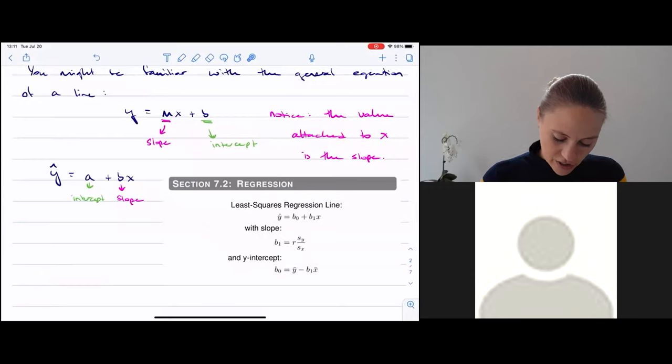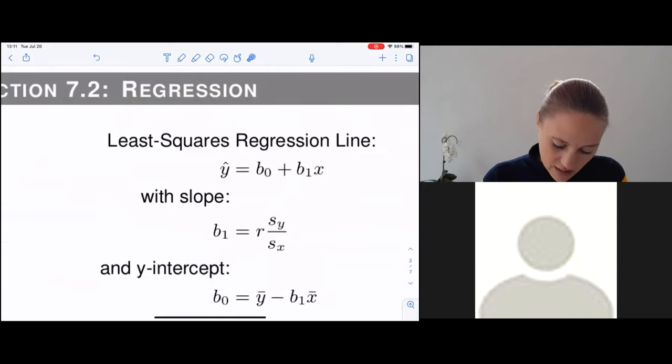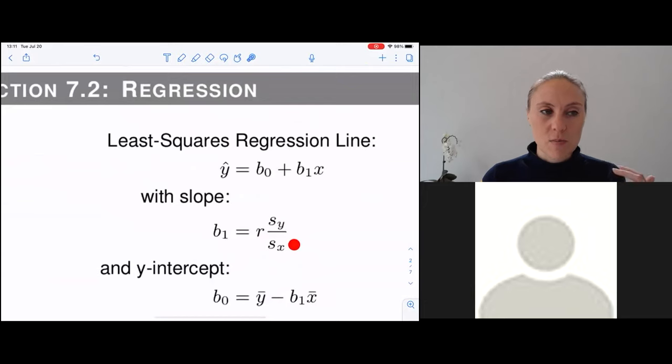So on your formula sheet, what I've done is I give you the least squares regression line. Okay, y hat is beta, or b0 plus b1x. And then I say with slope, and I actually tell you that b1 is the slope, right? And I also tell you how to find it. It's the correlation times the standard deviation of y divided by the standard deviation of x. Now we spent a lot of time figuring out, okay, there are a couple of ways that we might have to find the correlation, right? So it might not be given to us explicitly, but we can get there, right?